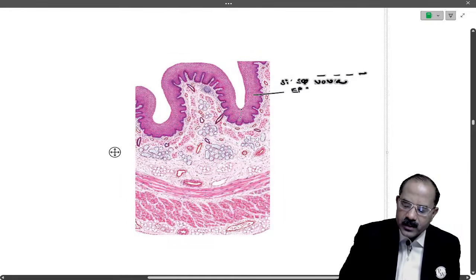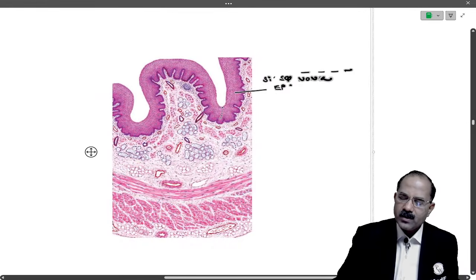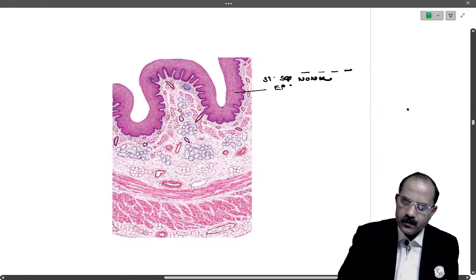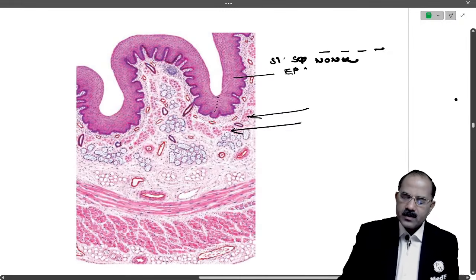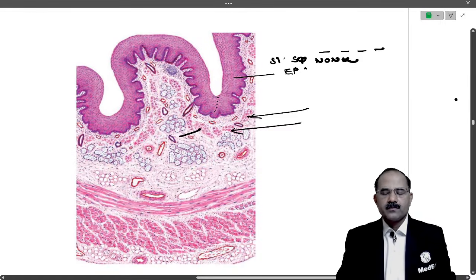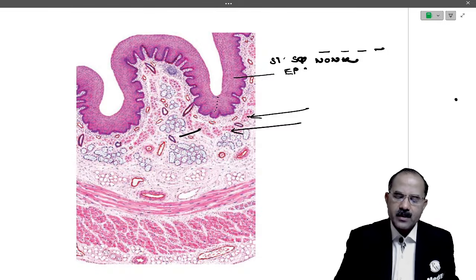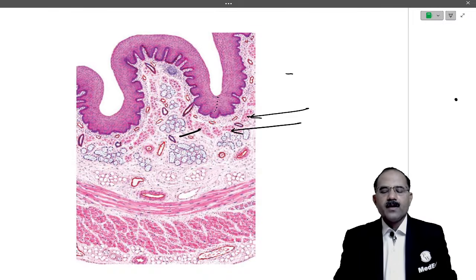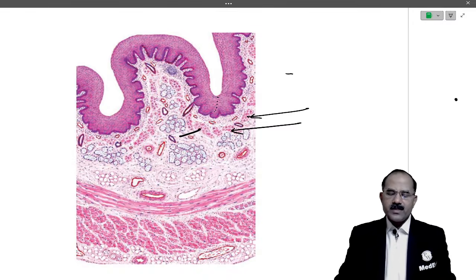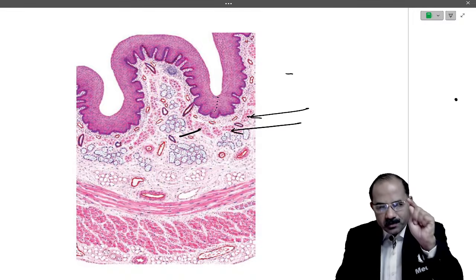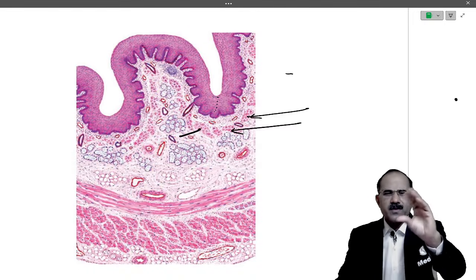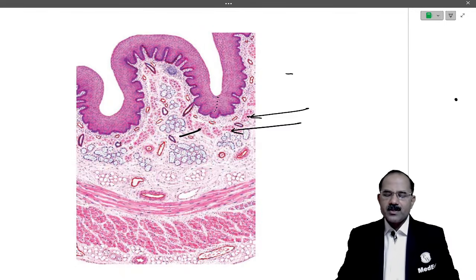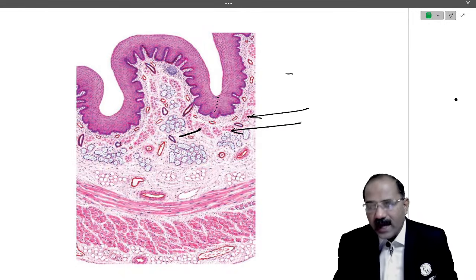And what is this that I'm pointing? Can anyone tell me what this structure is? Look, this is a characteristic of GIT. What is this that I'm pointing? Stratified squamous non-keratinized epithelium. Fine. That's muscularis mucosa. Very good, Snehajit. The arrows which I've pointed are muscularis mucosa. These are muscles only. Muscularis mucosa.